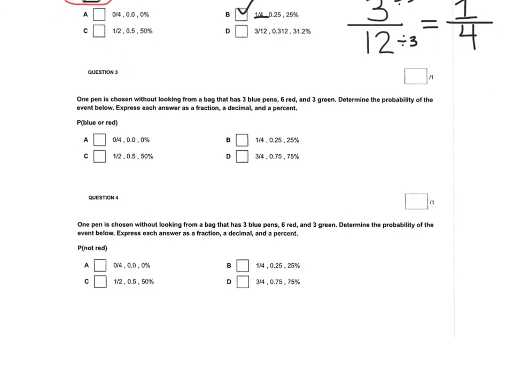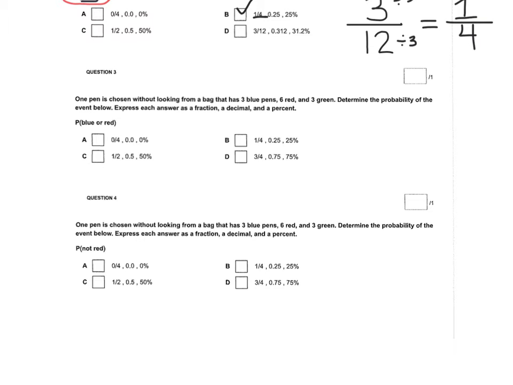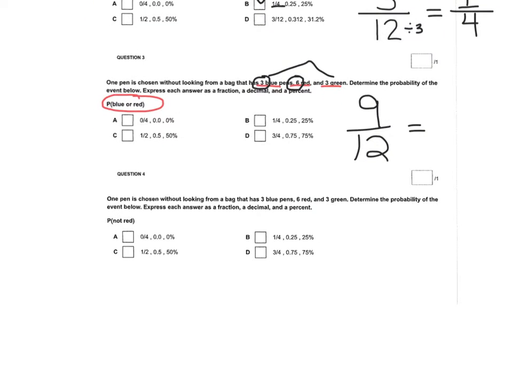Okay, question 3 is very similar. 1 pen is chosen without looking from a bag that has 3 blue, 6 red, and 3 green. Determine the probability of the event below, blue or red. So again, I need to count how many I have total, so add all of these up. 3 plus 6 plus 3 is 12. And so blue or red, that means I'm going to add how many blue I have and how many red I have. So that would be 3 plus 6, that would be 9. And then we need to reduce it from there. Think about what numbers can go into both of these.